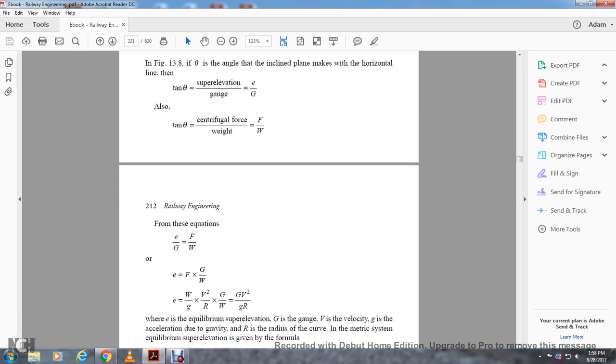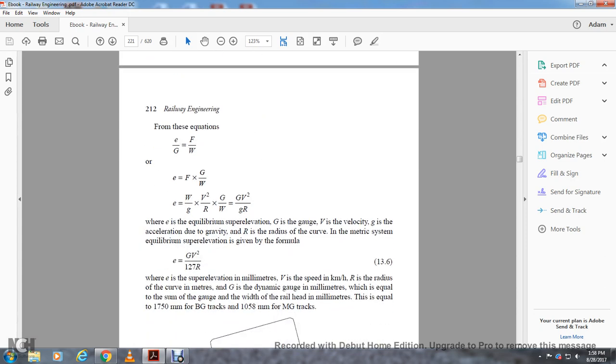E is equal to the force times the gauge over the weight, and E is equal to the weight over g times velocity squared over the radius times the gauge over the weight. So E is equal to the gauge times the velocity squared divided by g times R, where E is the equilibrium superelevation, G is the gauge, V is the velocity, lowercase g is the acceleration due to gravity, and R is the radius of the curve in the metric system.